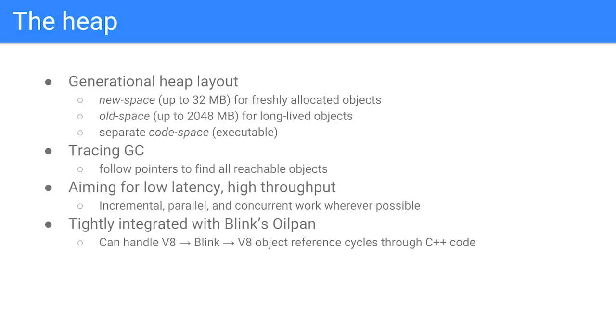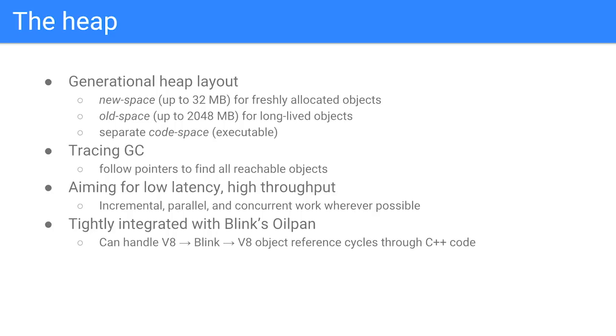V8's heap uses a generational layout. That means it has a new space for freshly allocated objects. This is up to 32 megabytes on desktop platforms, the assumption being that most objects die young. There's also an old space for longer-lived objects. That's up to 2 gigabytes currently on desktop platforms.